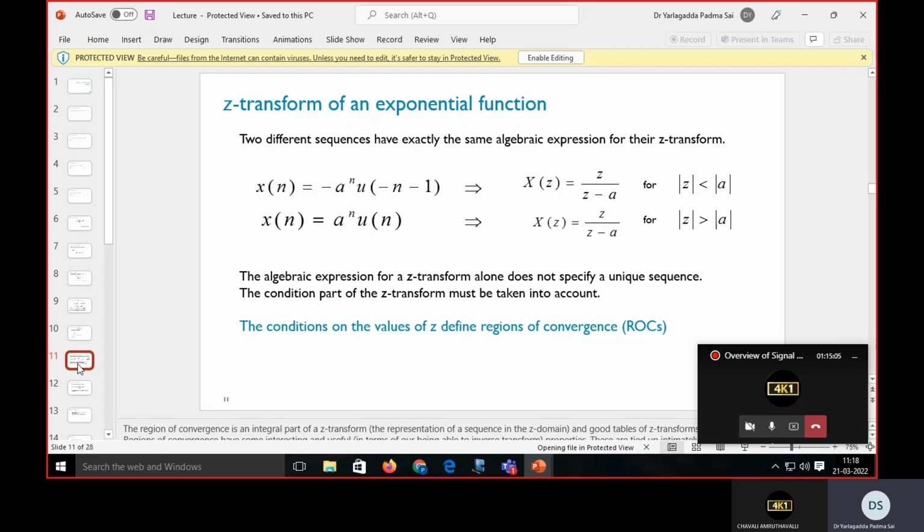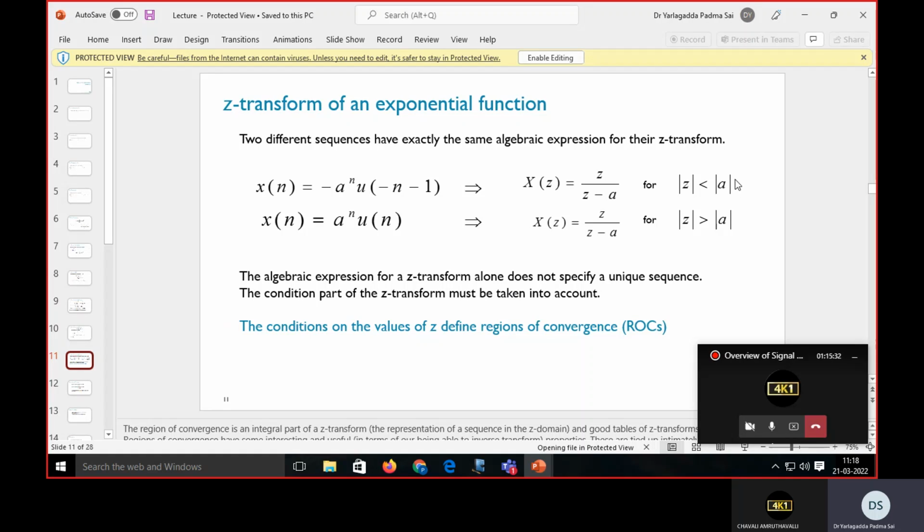Okay, now the same thing is mentioned once again: the region of convergence. Region of convergence means we are evaluating the ROC of positive sequences as outside the circle with radius mod a, and for a negative sequence the ROC is inside the circle.